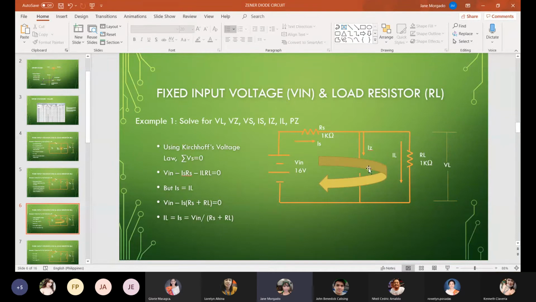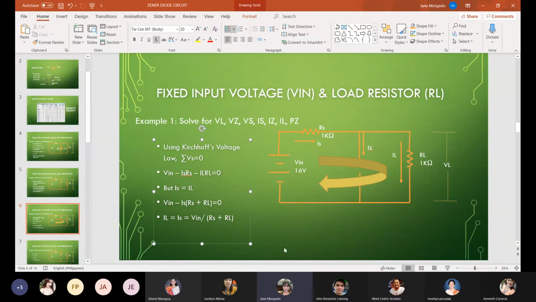Minus IS RS, and then tapos na tayo sa IS RS. So dito na tayo sa RL. Again, same direction of the loop and the current. So anong sign? Same direction of the loop and the current, so negative. Okay, so still negative. Minus IL RL. And then back to the supply. Kaya equal to 0 na siya.